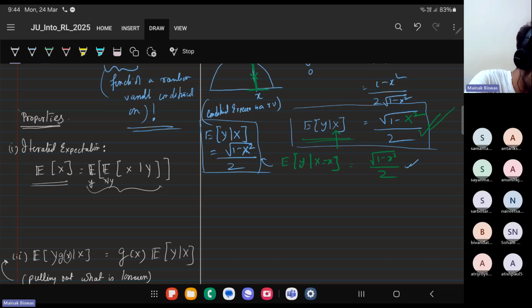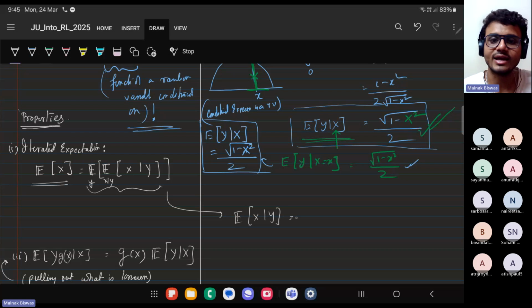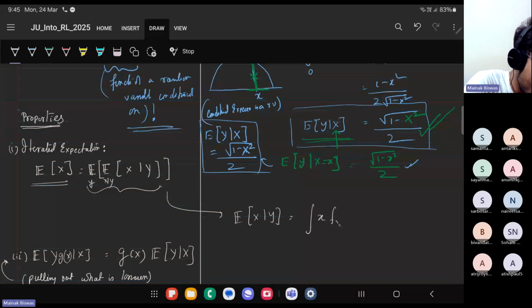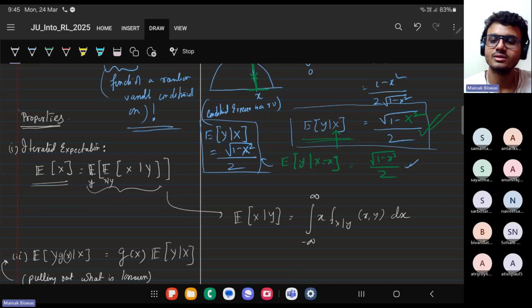So let us try to understand what this is. First tell me, what is the expected value of X given Y? This is x times f of x given y, dx. Yes or no? This is fine. This is the expected value definition. This is the conditional PDF.